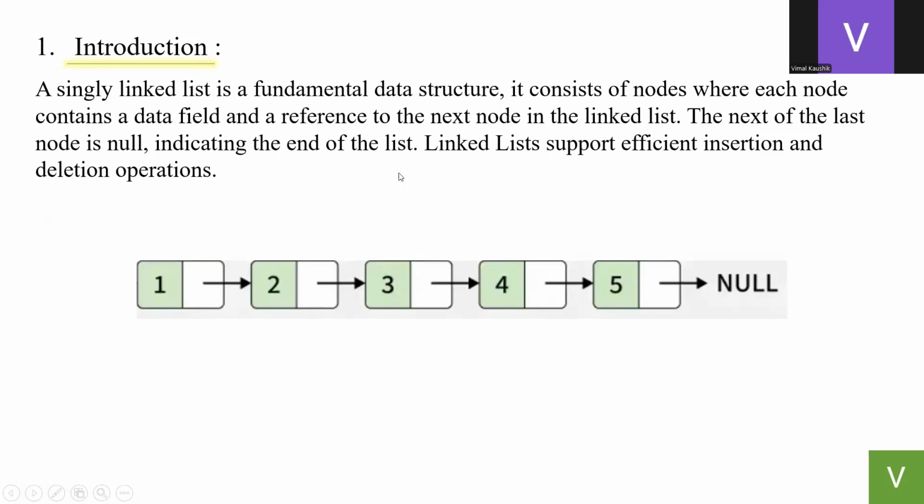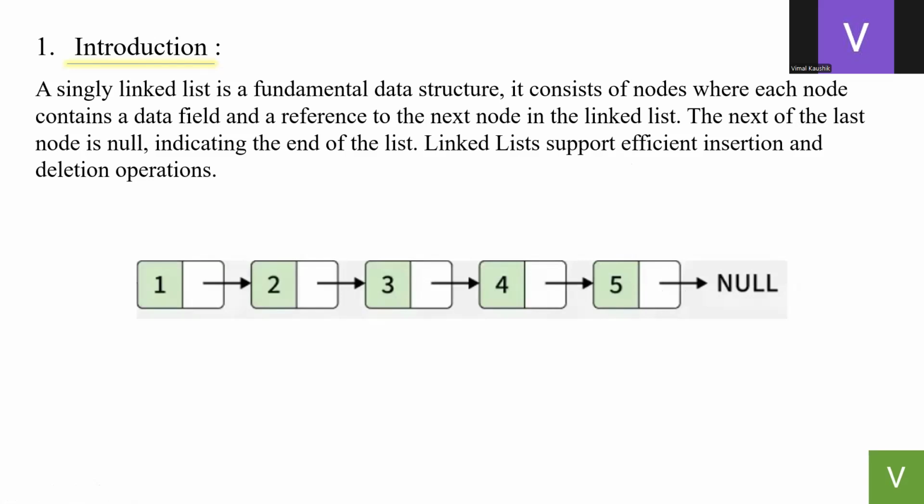The next of the last node is null. So this is the last node. It consists of two fields, a data field and an address field. The address field of the last node will be null because there is no corresponding node after the last node so that it can show the address. So this will be null. Linked lists support efficient insertion and deletion operations.